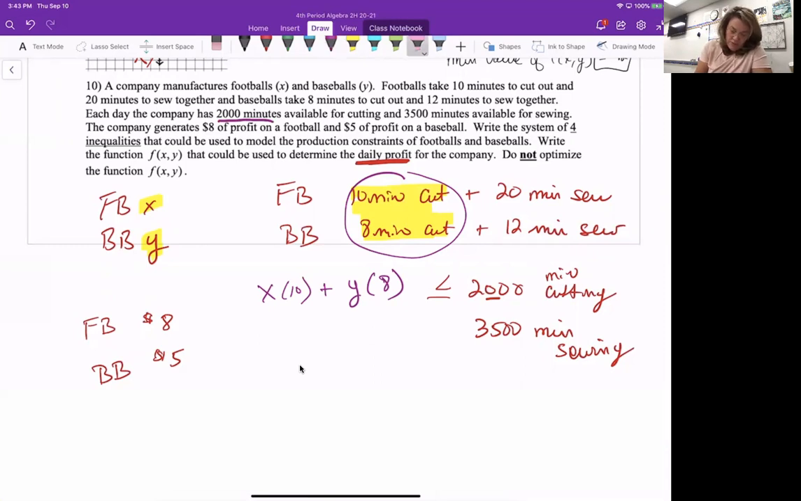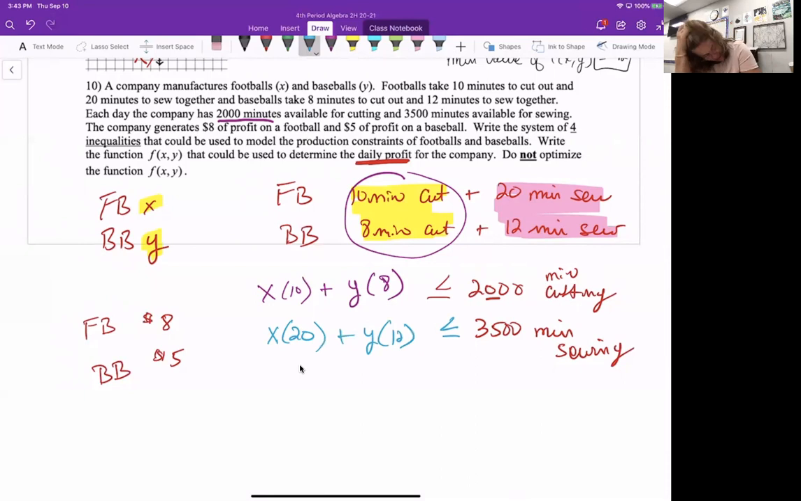Let's look at sewing. We need X times 20 plus Y times 12, and since I have only 3,500 minutes for sewing per day, that has to be less than or equal to 3,500. Now, can I make negative amounts of baseballs or footballs? No, so X has to be greater than or equal to 0 and Y has to be greater than or equal to 0. So there are 4 inequalities.